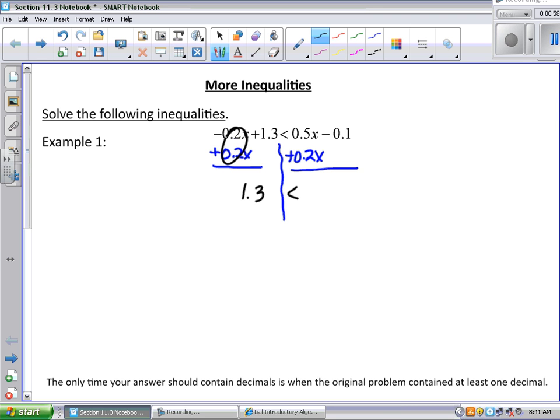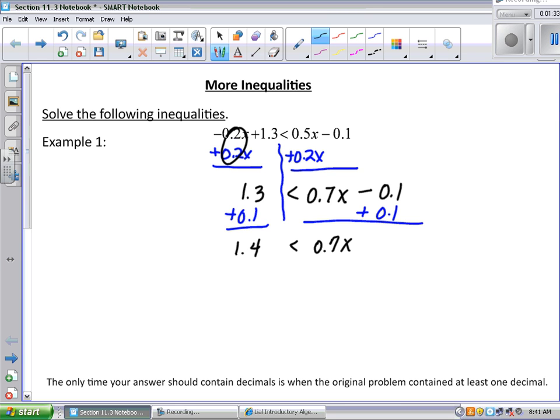Now, if you have a hard time with decimals, you can do the coefficients on your calculator. 0.5 plus 0.2 should give you 0.7x minus 0.1. Got all my x terms on the right. I'm going to move my numbers from the right to the left. So 0.1 I need to add to both sides. And when I add that, I get 1.4 is less than 0.7x.